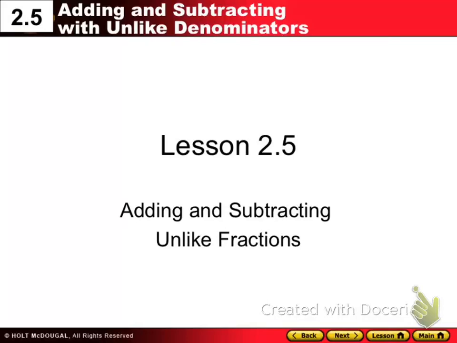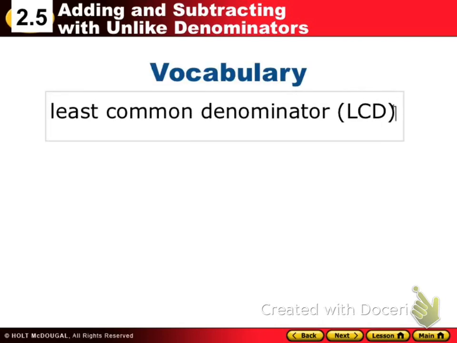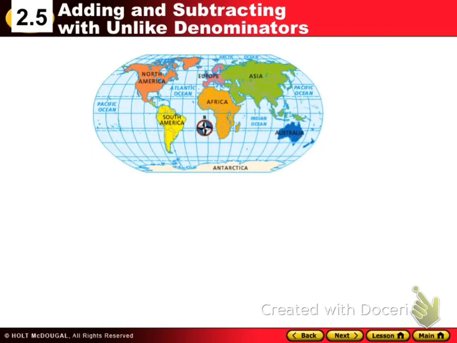Okay, today we're going to be using what we've been learning with finding the common denominator to rewrite equivalent fractions so that we could add and subtract them. So this is lesson 2.5. We're going to learn to add and subtract fractions with unlike denominators, and the first thing, like I said, we're going to do is rewrite them in equivalent form with the common denominator. So we already know that the LCD, least common denominator, is equivalent to the least common multiple.